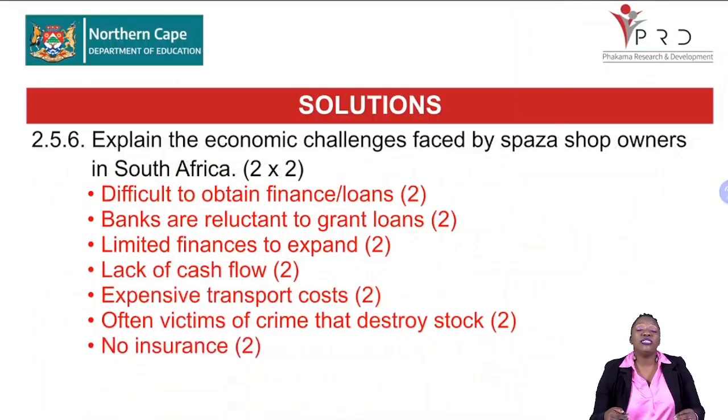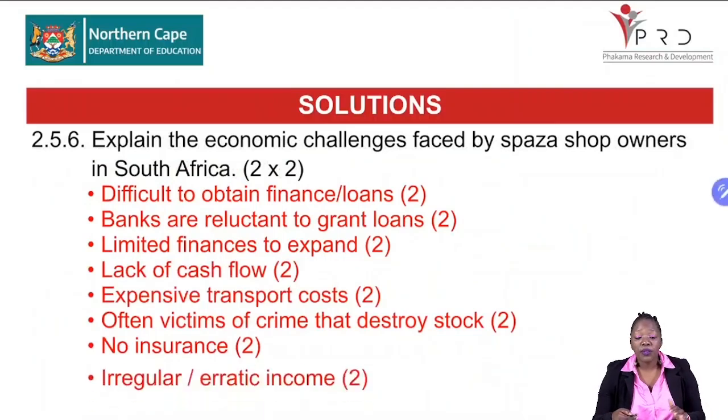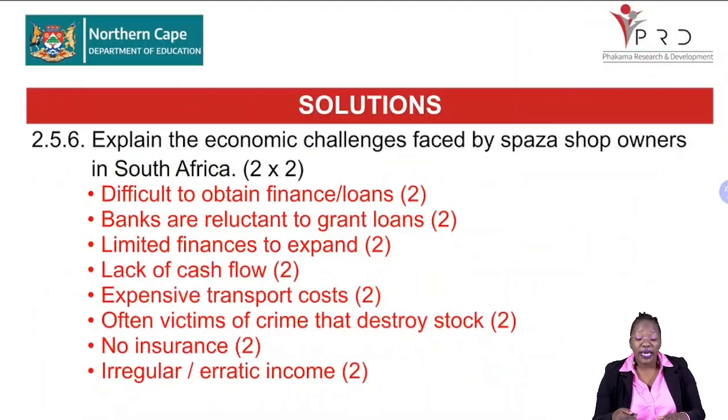Then we're also looking at the fact that there is no insurance. If one day, due to floods or whatever reason, their business is lost just like that, it is because they are not insured. Then lastly, we're looking at the irregular or erratic income.